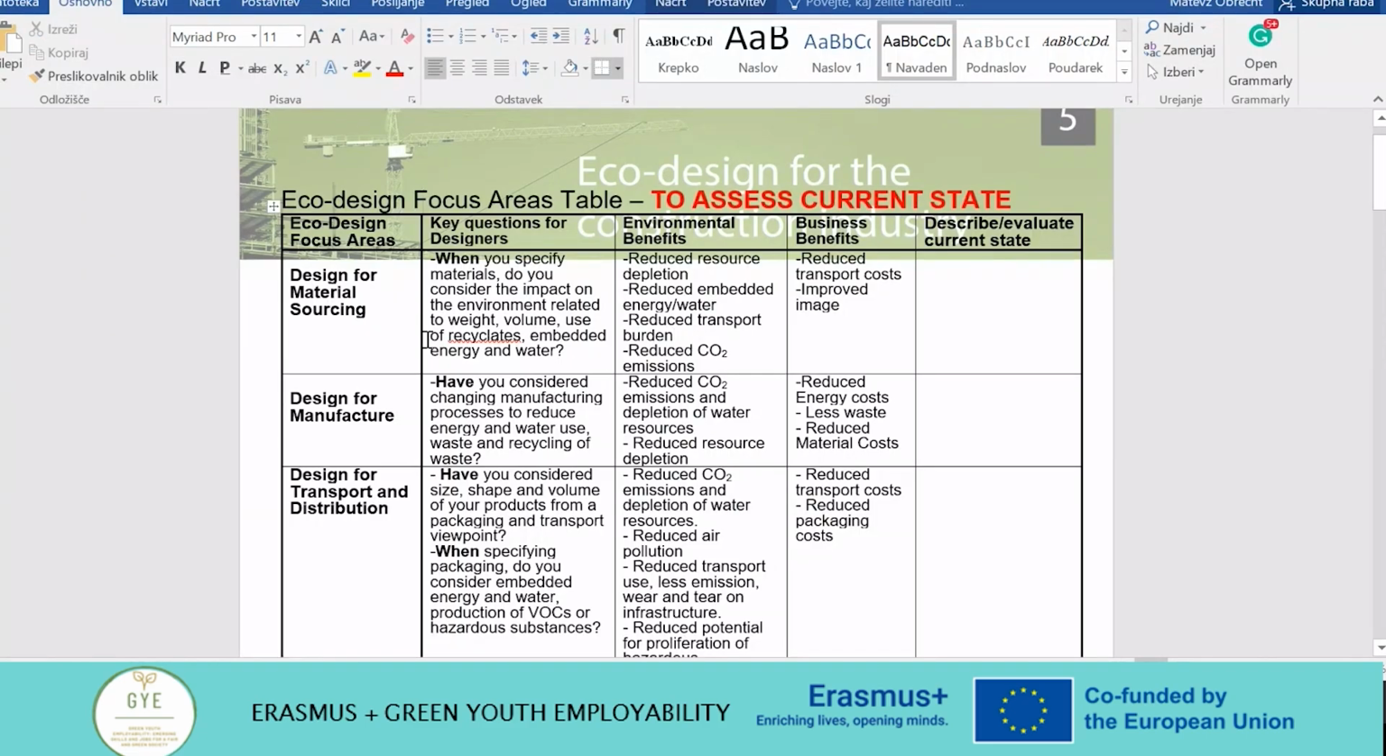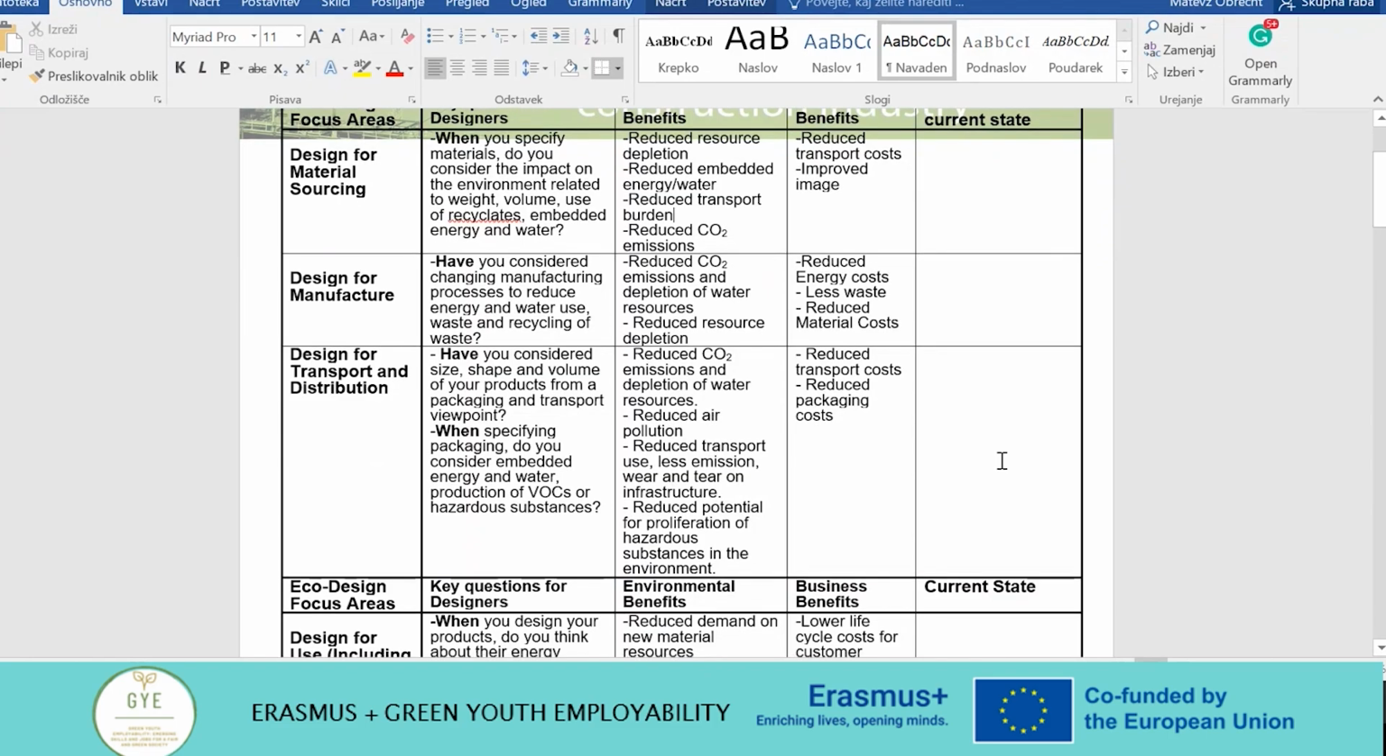You can use this focus area table. So you have it for design for material sourcing. When you specify materials, do you consider their impact on the environment? Do you relate it with volume, weight? Do you use recyclates? Do you consider the embedded energy and water or not? Here you have some environmental benefits and business benefits. So you can just describe whether you are doing this, could this be useful, is this appropriate for your product, yes or no? So you go a little bit through the whole life cycle.